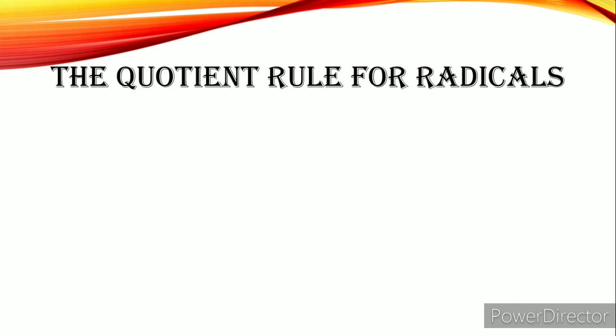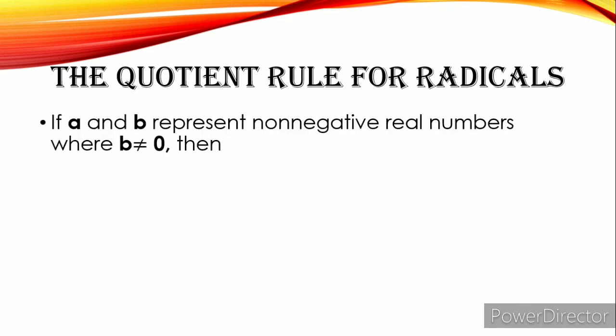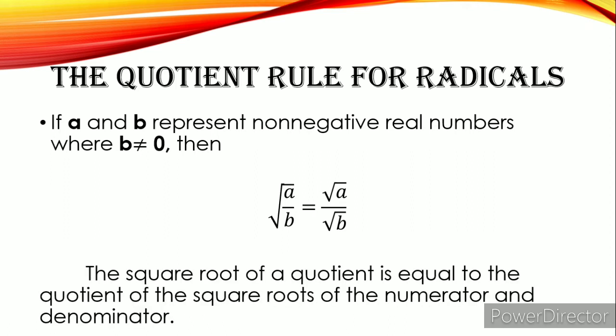Let's go to the fourth property of radicals. The quotient rule for radicals. If A and B represent non-negative real numbers where B is not equal to 0, then square root of A over B can be written as square root of A divided by square root of B. The square root of the quotient is equal to the quotient of the square roots of the numerator and denominator.